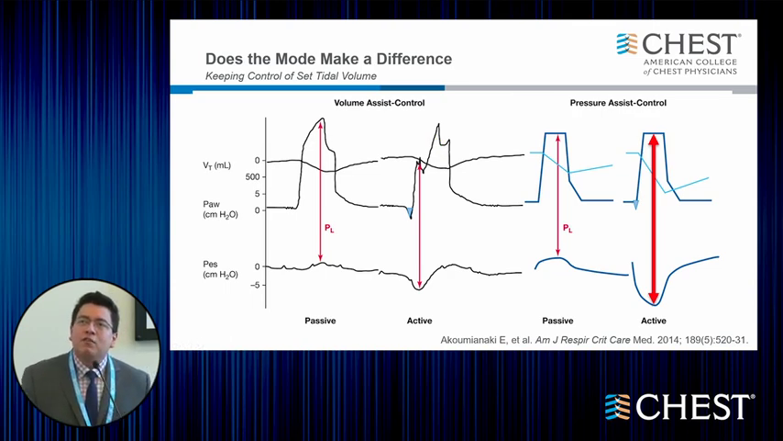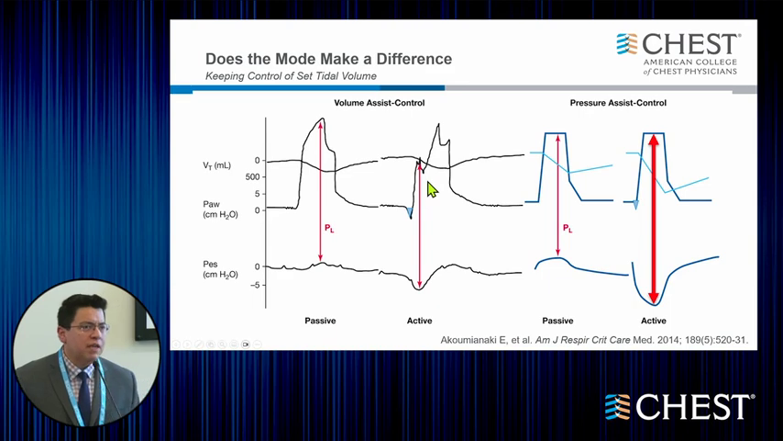But the transpulmonary pressure, meaning the difference between the airway and the esophageal pressure, is going to be maintained. And the reason for this is we are controlling the volume of this patient. So any kind of transpulmonary pressure-mediated injury is going to be controlled or mitigated in volume control.